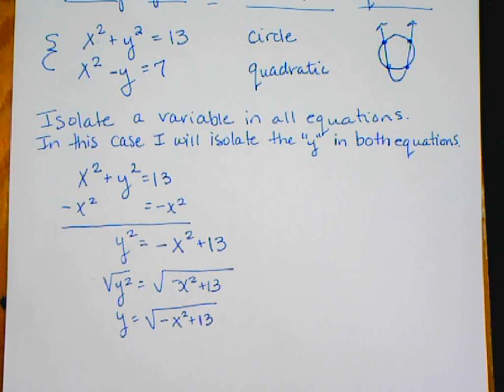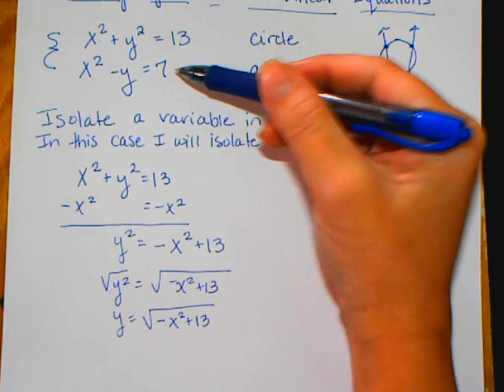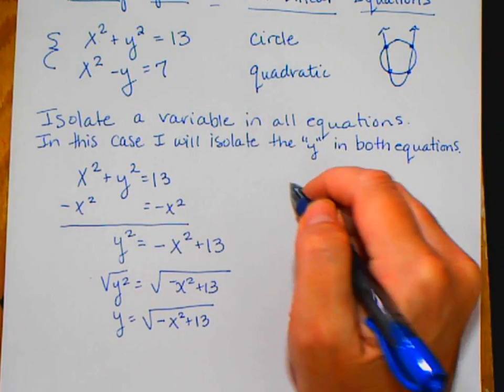My y is isolated. Is there anything I can do to simplify the right side of that equation? No. Okay, so I'm good to go there. Now I'm going to go to my quadratic. This one will be a little easier.